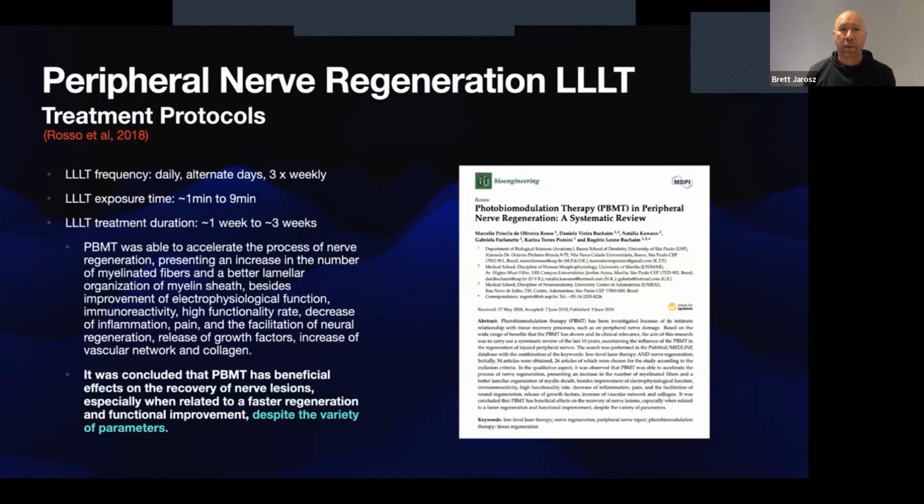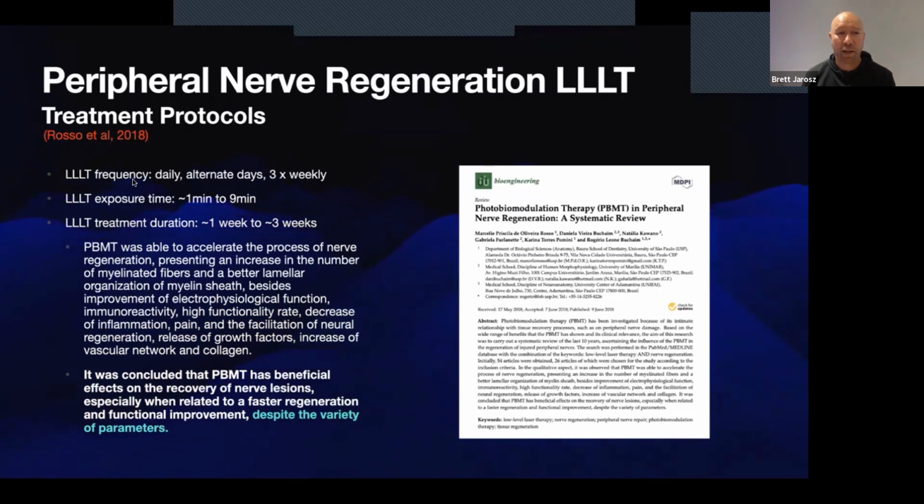Okay. Now, I wanted to share this one with you, peripheral nerve regeneration, because I think this one's fascinating. The general rule with nerve regeneration is 1 millimeter a day. But what they showed here is that photobiomodulation was able to accelerate the process of nerve regeneration. There's been nothing that's been shown to do that. You can only decrease the regeneration rate, is what the research generally says, presenting an increase in the number of myelinating fibers and a better lamellar organization of the myelin sheath, besides improvement of electrophysiological function, et cetera. It was concluded that photobiomodulation has beneficial effects on the recovery of nerve lesions, especially related to a faster regeneration and functional improvement, despite the variety of parameters.